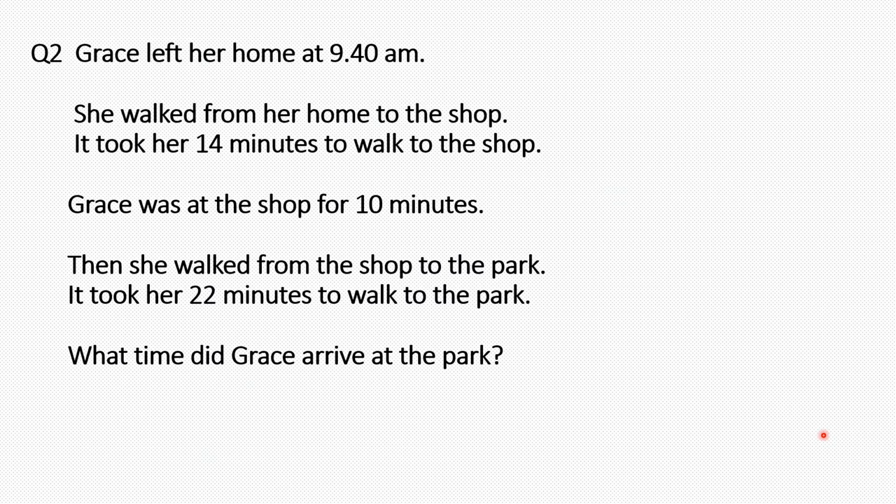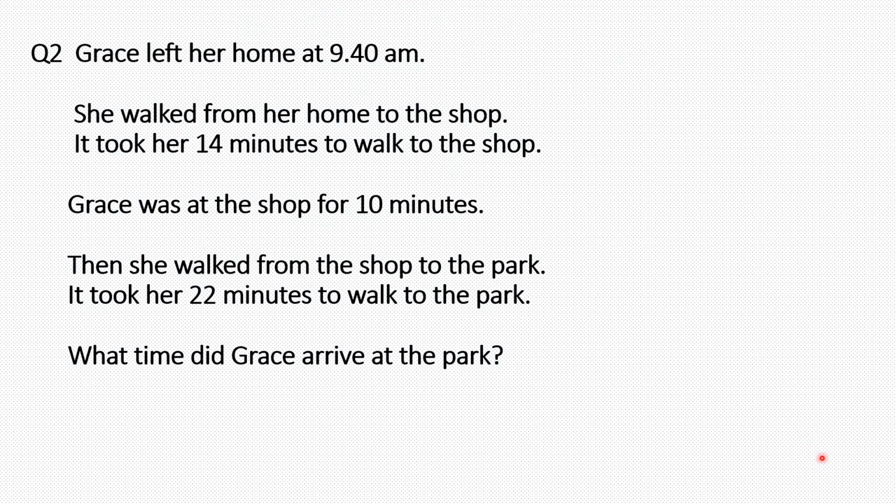Next example, question 2. Grace left her home at 9:40 a.m. She walked from her home to the shop. It took her 14 minutes to walk to the shop. Grace was at the shop for 10 minutes. Then she walked from the shop to the park. It took her 22 minutes to walk to the park. What time did Grace arrive at the park? For questions like this, we will need to break them down. For each sentence, it will give you one piece of information.